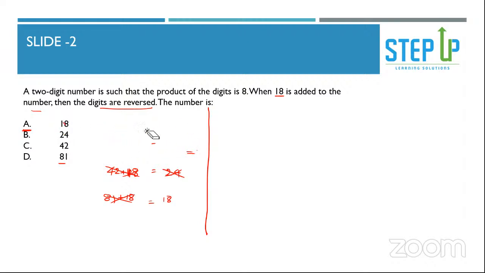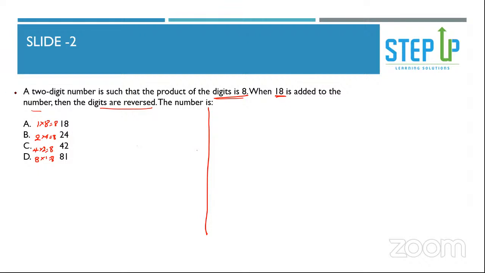They are saying that first of all there is a 2-digit number and the product of its digits is 8. So when you see product of its digits, 1 into 8 is equal to 8, 2 into 4 is equal to 8, 4 into 2 is equal to 8, 8 into 1 is equal to 8. So this first condition is not helping us. So we'll go to the next one.